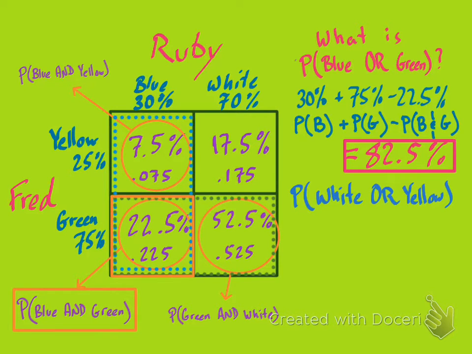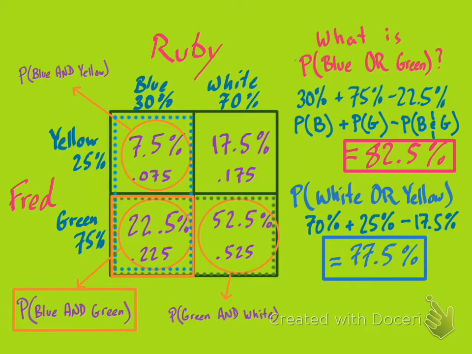Well, look at that. White is 70%, yellow is 25%, and then we look at the probability of white and yellow, that's 17.5%. So it's actually pretty quick to come up with our calculation here, 77.5%.